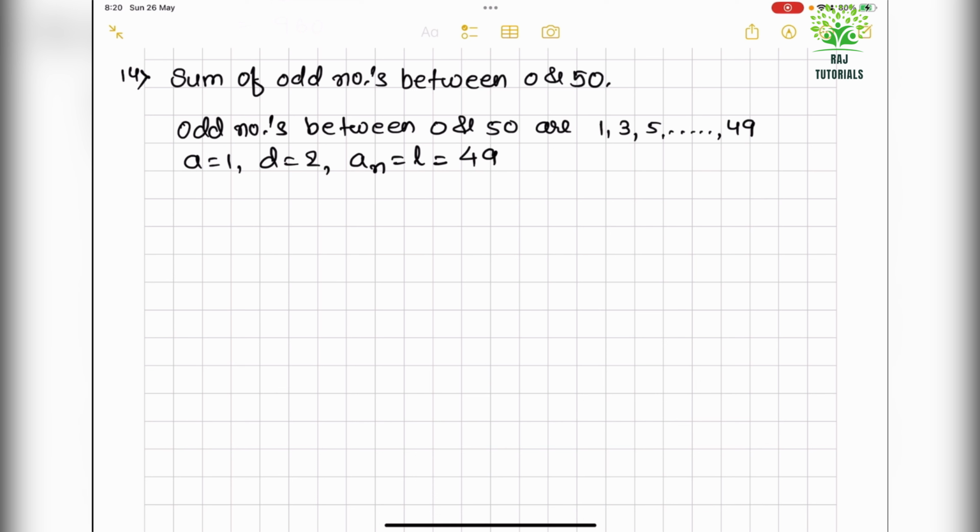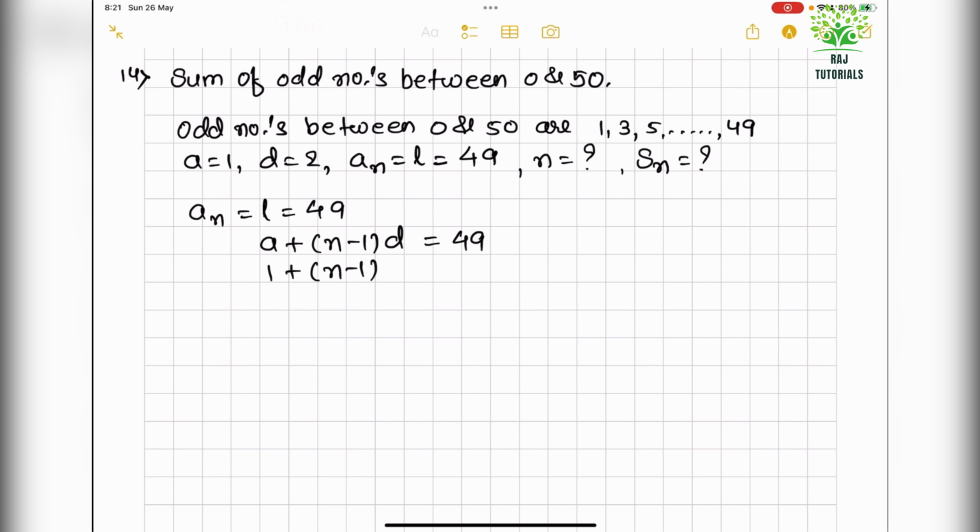So here, but I don't know how many numbers are there. So n I don't know and I have to find the sum. So to find the sum I will need n. So an, that is L equal to 49, is there. So L means a plus (n minus 1) d, that is 49. So putting the value, 1 plus (n minus 1) into 2 equal to 49. So n minus 1 will be equal to (49 minus 1) divided by 2. So n minus 1 equal to 48 by 2. So n equal to 25.